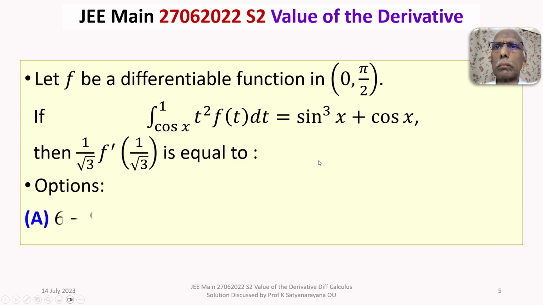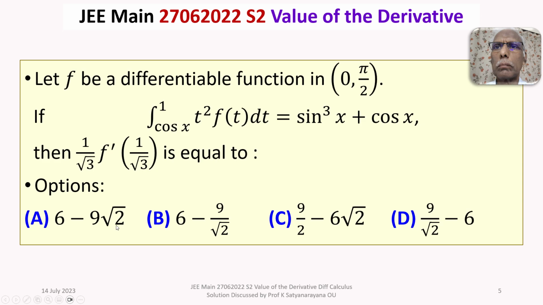We are given four options. Option A, 6 minus 9 root 2. Option B, 6 minus 9 by root 2. Option C, 9 by 2 minus 6 root 2. Option D, 9 by root 2 minus 6.